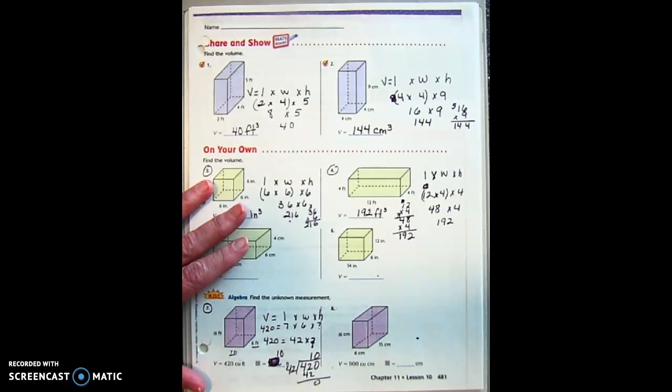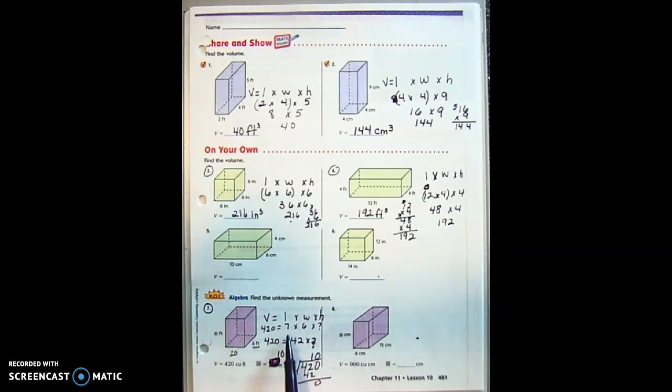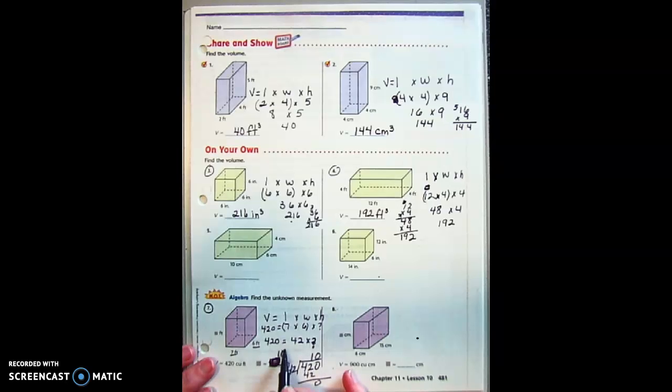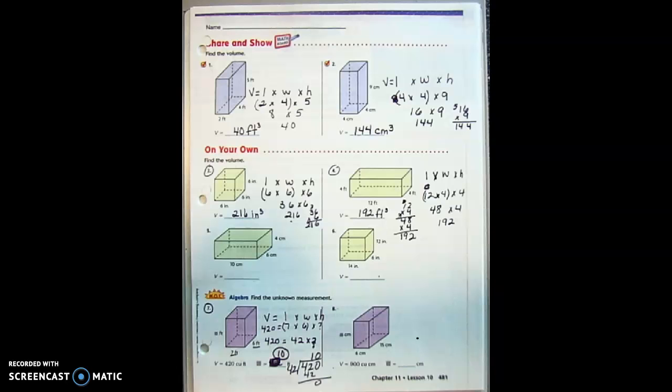Okay, so we had our volume, and we knew that our length was 7 and our width was 6. We needed our height. So I multiplied 7 times 6 to get the area of my base. I still have a question mark over here. And so then I had to do the opposite of multiply and divide. So 420 divided by 42 is 10. This is your answer right here. So on your assignment you can refer back to these if you need help.